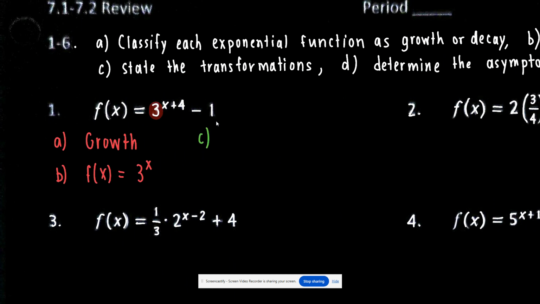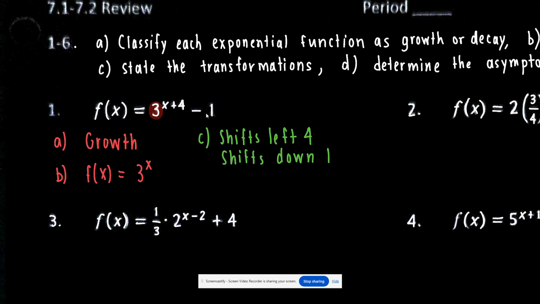So let's state these transformations. The first one you see is this plus 4. Now remember, it's in the exponent spot, so it's horizontal. And when it's horizontal, remember we said it's the opposite. So it looks like a plus 4, so it's actually a negative 4 horizontal shift. A negative 4 horizontal shift means it shifts left 4. But then you got this minus 1 that's outside, so that's vertical. And vertical is what it is. So a negative 1 vertical shift means it shifts down 1.